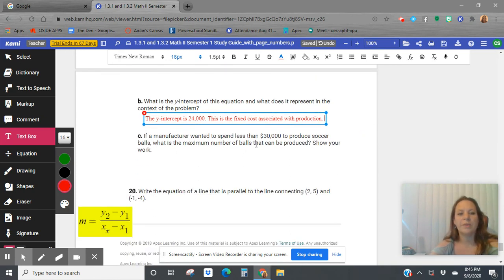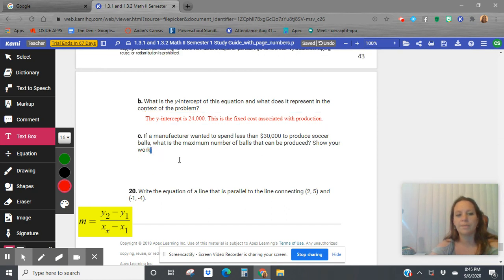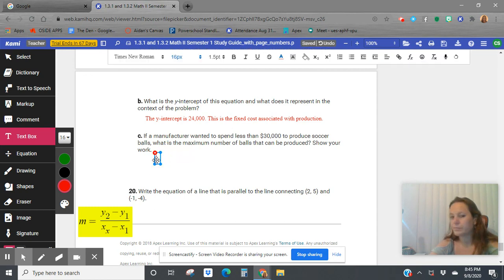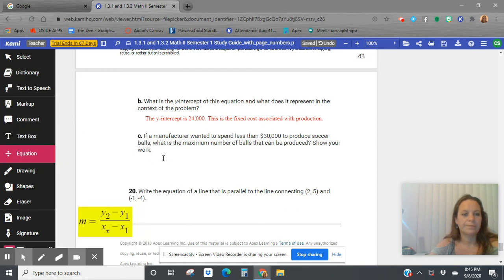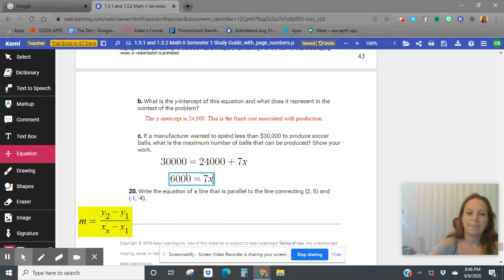If a manufacturer wanted to spend less than 30,000 to produce soccer balls, what is the maximum number that can be produced? Show your work. So 30,000 is 24,000 plus 7x. And then we're going to subtract the 24,000 from both sides, and then divide both sides by 7. And we get 857 point something, estimated.